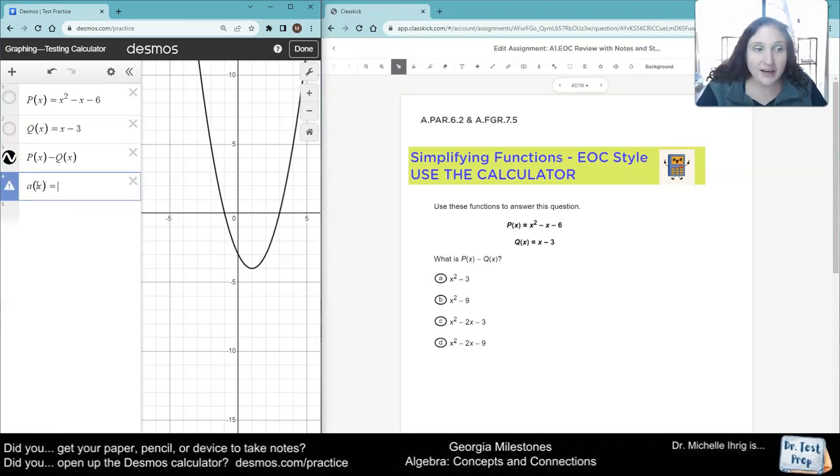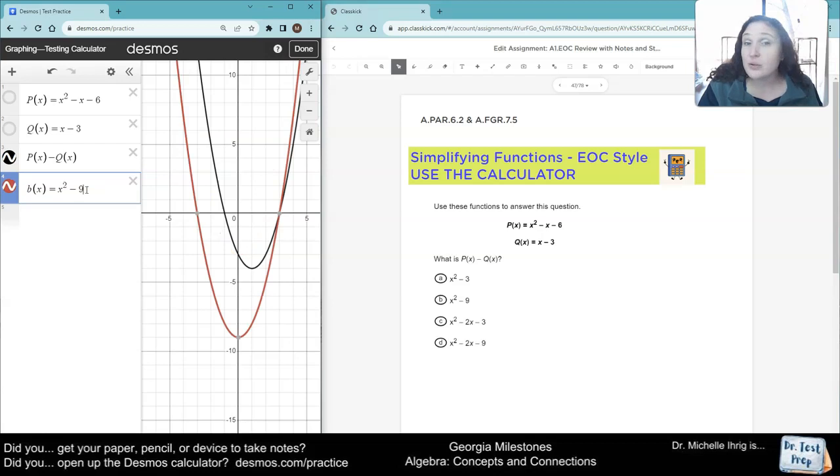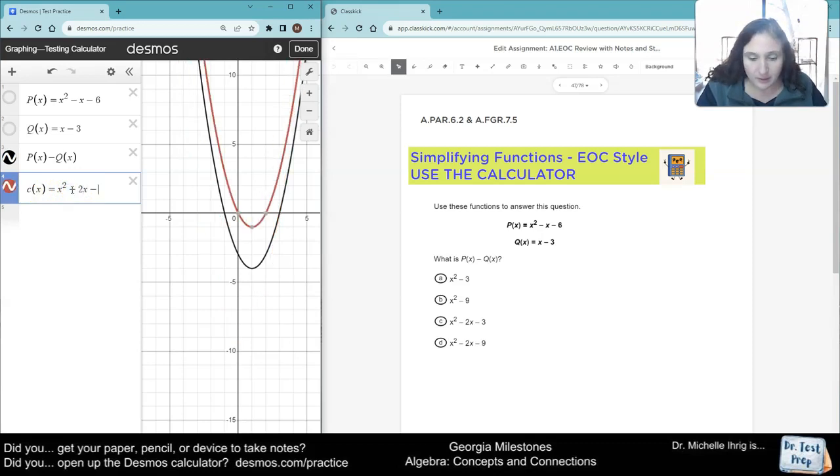I'm going to type a of x for choice A as x squared minus 3. Those graphs aren't the same. So I'm just going to turn the a into a b and then put my b of x equation. Those two aren't the same. So now I'm going to type in choice C and type in my C equation. And look at that. Choice C is the same as that black graph. So C is the correct answer.